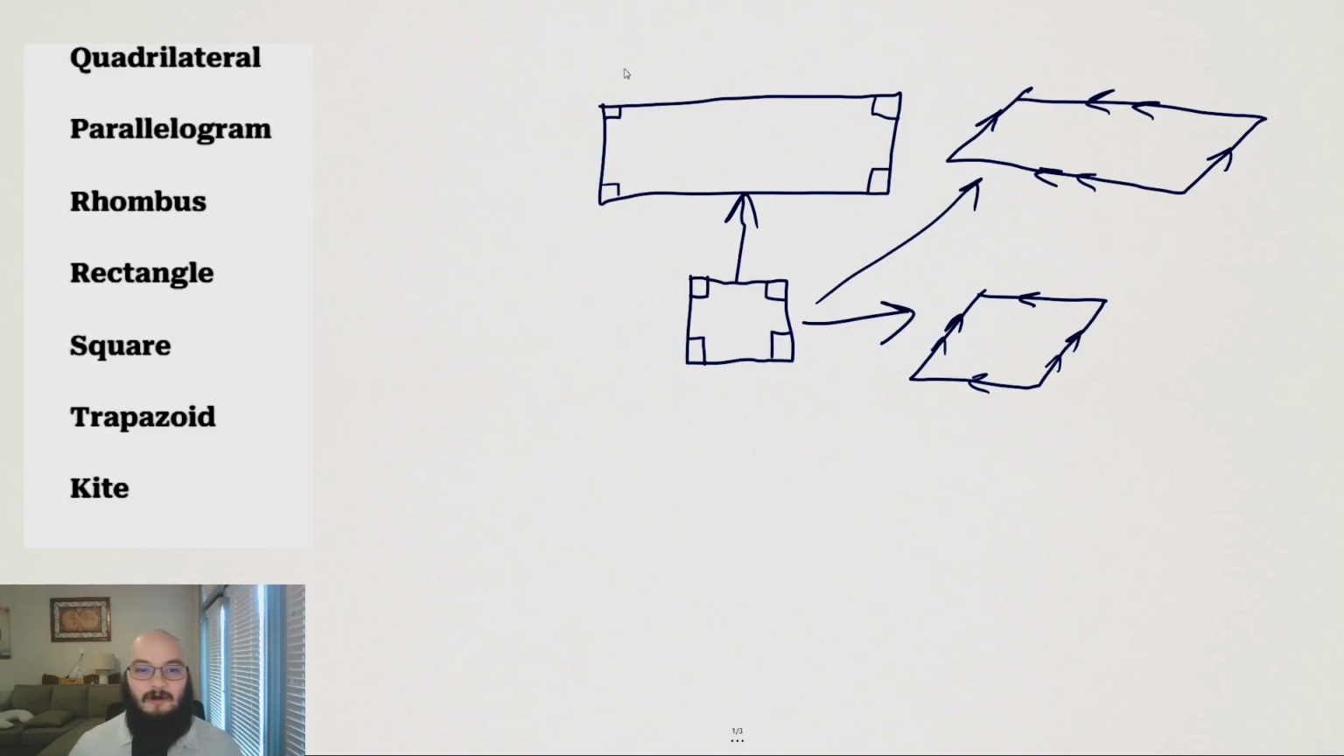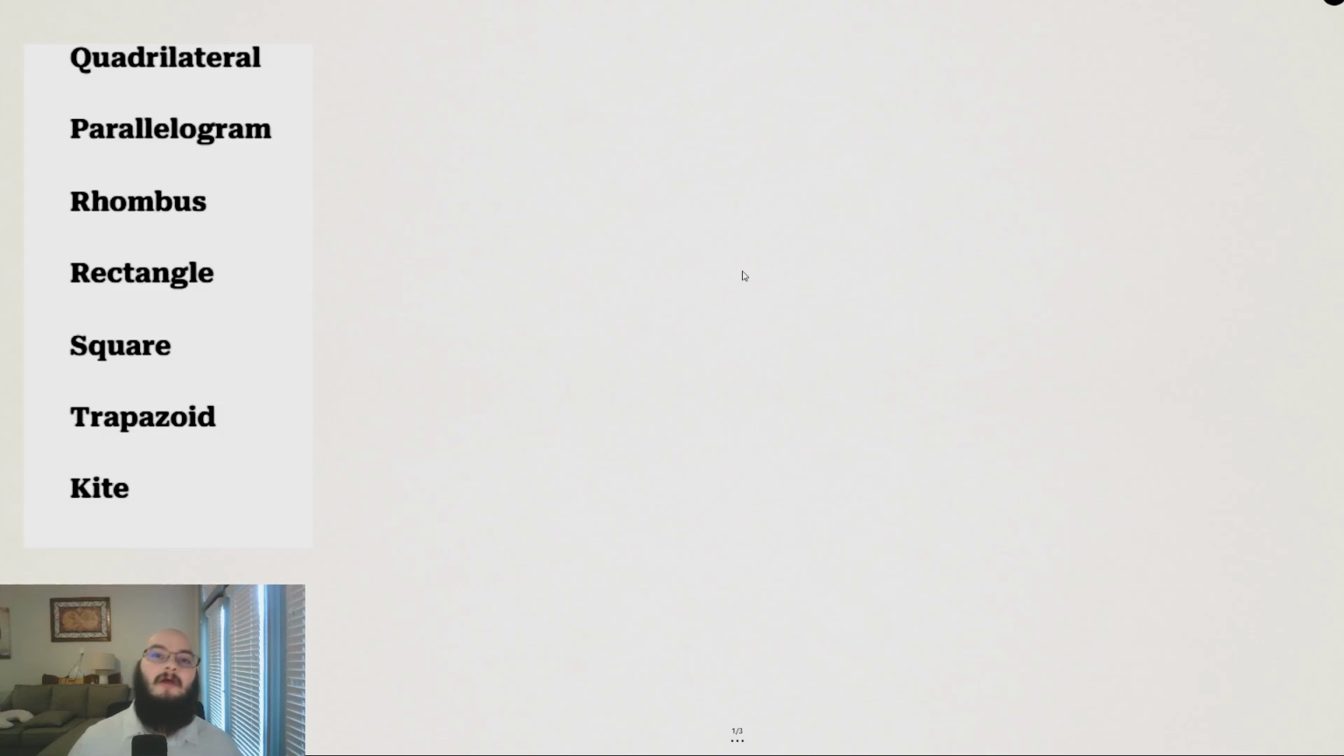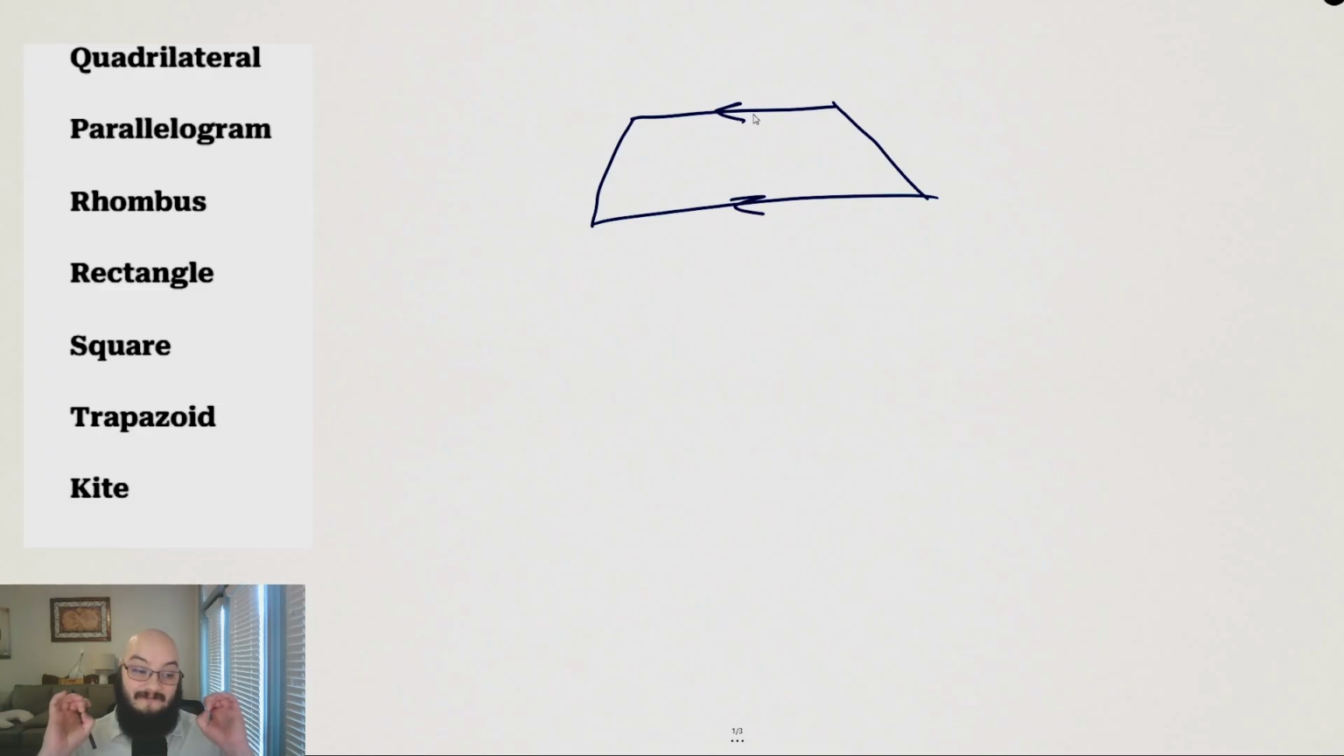Next, let's talk about our trapezoids. So parallelograms need two pairs of opposite parallel sides. If you only have one pair of opposite parallel sides, that makes a trapezoid. So a trapezoid is identified as having exactly one pair of opposite parallel sides.